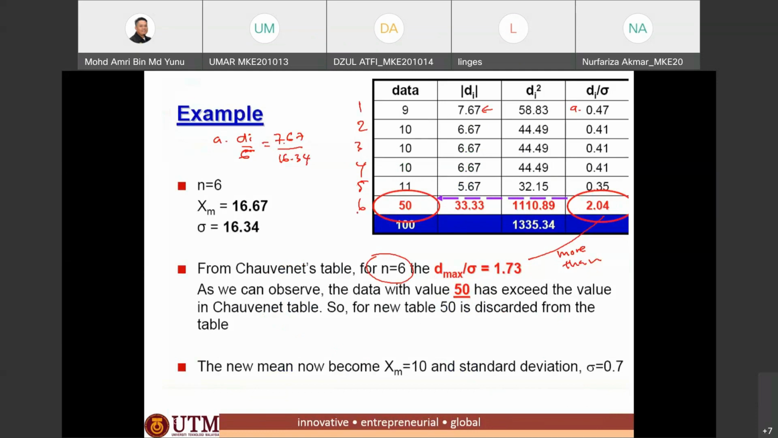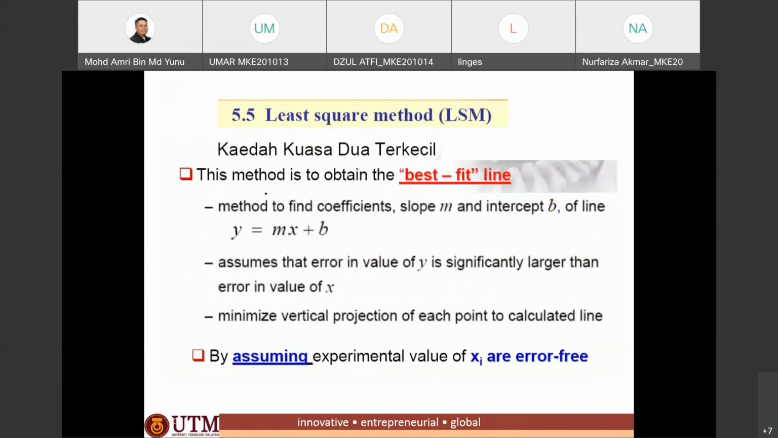Then when we discard the value, we repeat: recalculate the mean and standard deviation. Now the mean is 10, and the standard deviation is 0.7. A standard deviation of 0.7 means the data set is much better, since we have a smaller standard deviation.